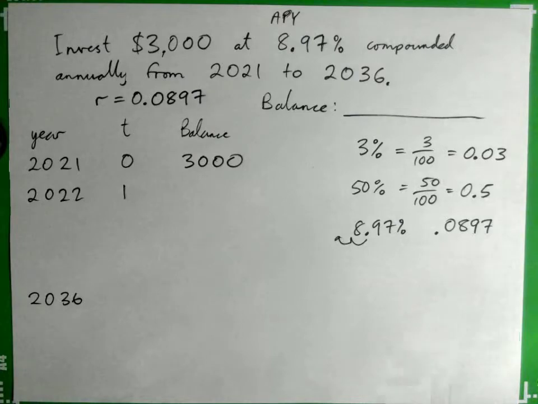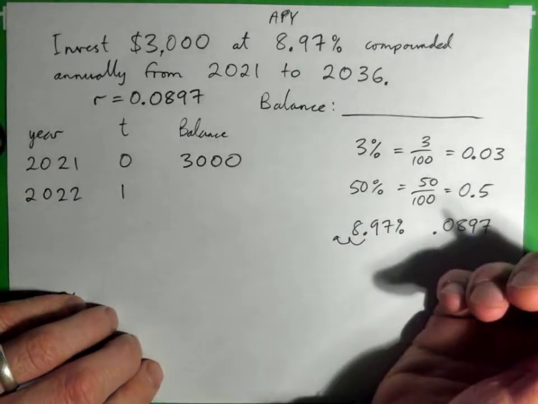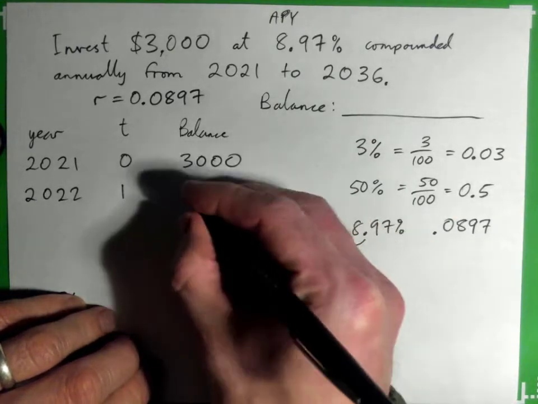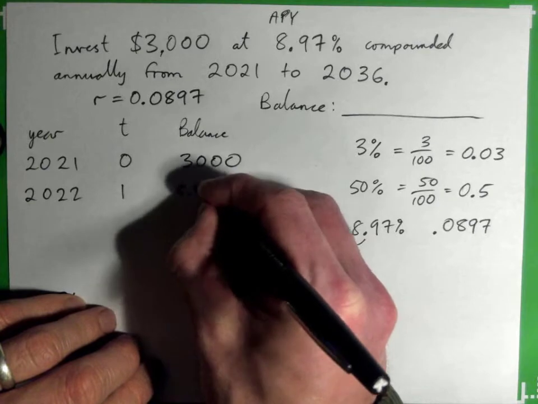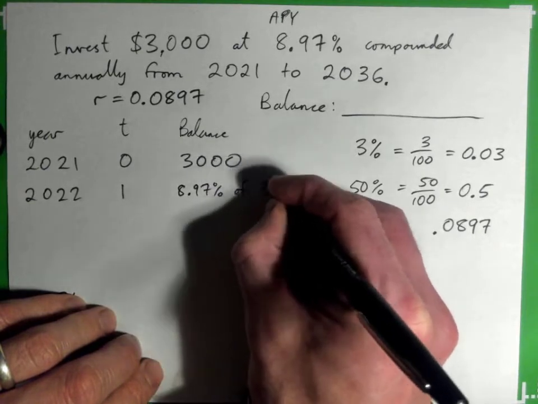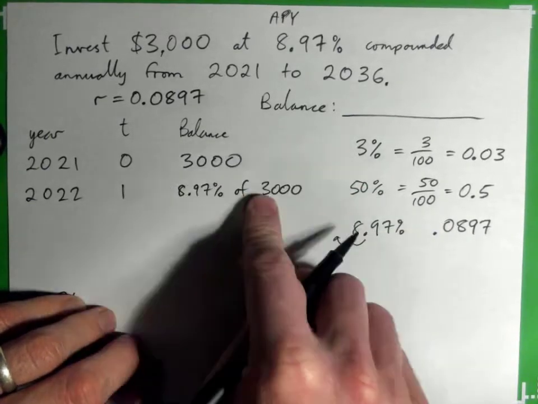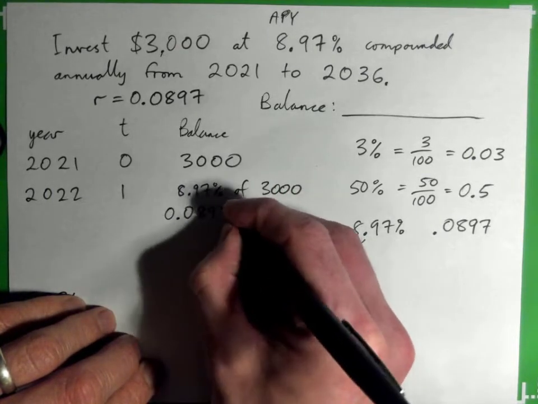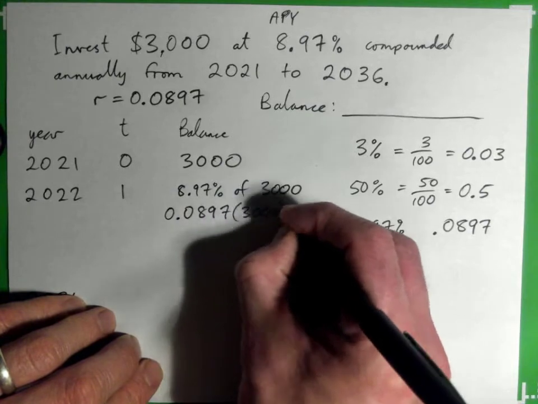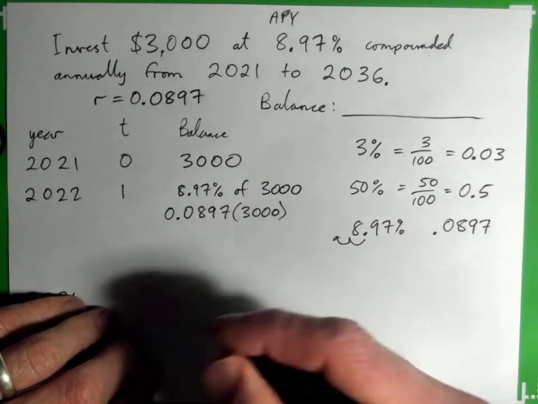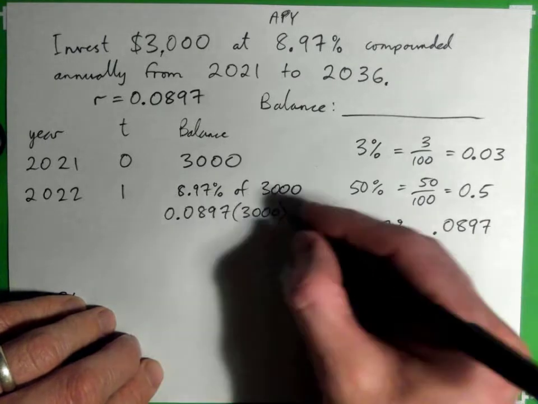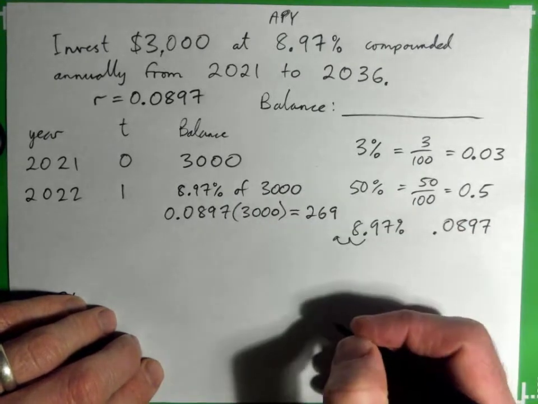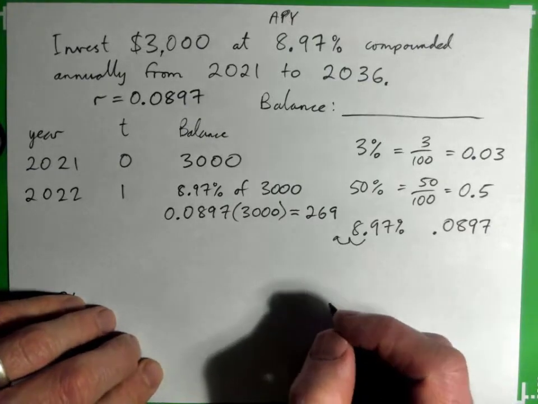So I'm just going to do this the long way. We need 8.97% of 3,000 to get the annual interest at the end, right? So that's 0.0897 times 3,000, and we'll just round that to the nearest cent. Multiply that in your calculator, you should get $269, right?